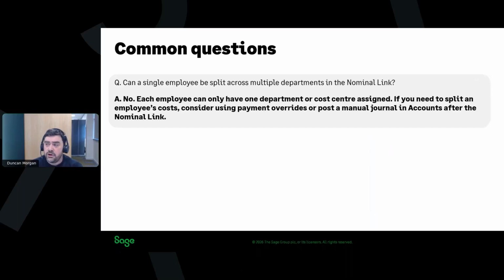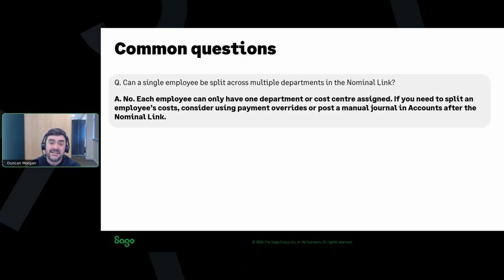Some questions now on overrides. Could a single employee be split across multiple departments in the nominal link? Yes and no, I guess is the answer to this one. They can only be in one departmental or cost center override, because you can only ever assign one department or one cost center to an employee.